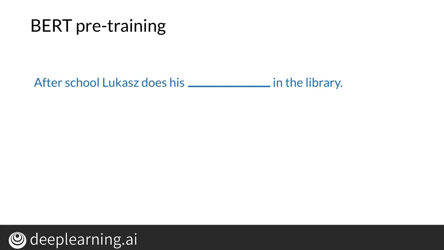So in this case, Ti, what you've seen in the previous slide, will be used to predict the original token with cross entropy loss. This is known as the masked language model. Over here we have: after school, Lucas does his blank in the library. So maybe work, maybe homework, one of these words that your BERT model is going to try to predict.